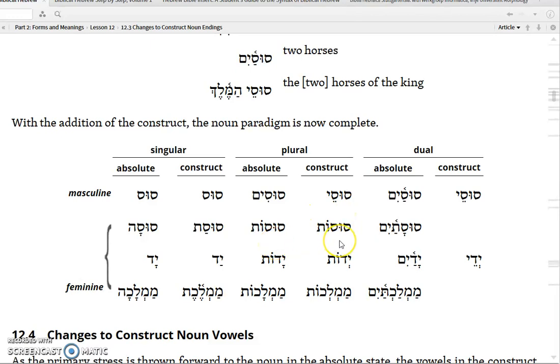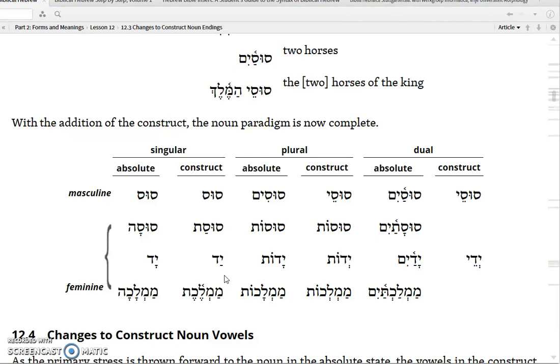Susot does not change, it stays susot, so that's either mares or mares of. And then the dual form, susayim, whether it's masculine or feminine, is the same. And the construct is susei, the same as the plural construct. With the word for hand, the word hand is yod, but in construct the vowel shortens to a patah, which we'll mention in section 12.4.